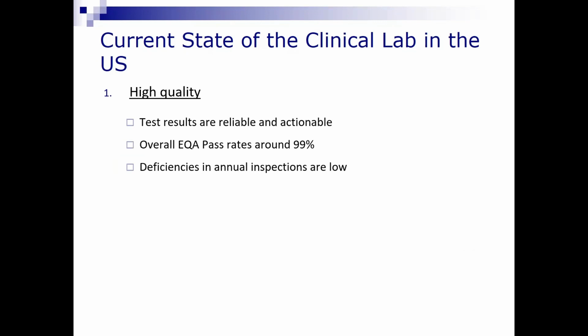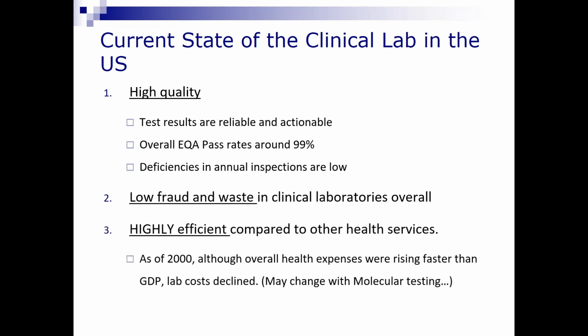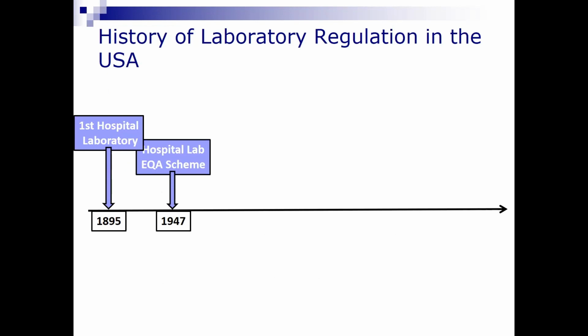Overall EQA pass rates, again, I'm not talking about fancy high-end places. I'm not talking about Hopkins here. I'm talking about any hospital. Pass rates are high, around 99%, 98, actually more like 98. And deficiencies in annual inspections are generally low. There's also low fraud and waste overall in clinical laboratories. So things are quite good, and it's highly efficient compared to other health services. There's a lot of detail here that I'm skipping, but overall it's quite good. So I'm going to tell you, how did we get here?